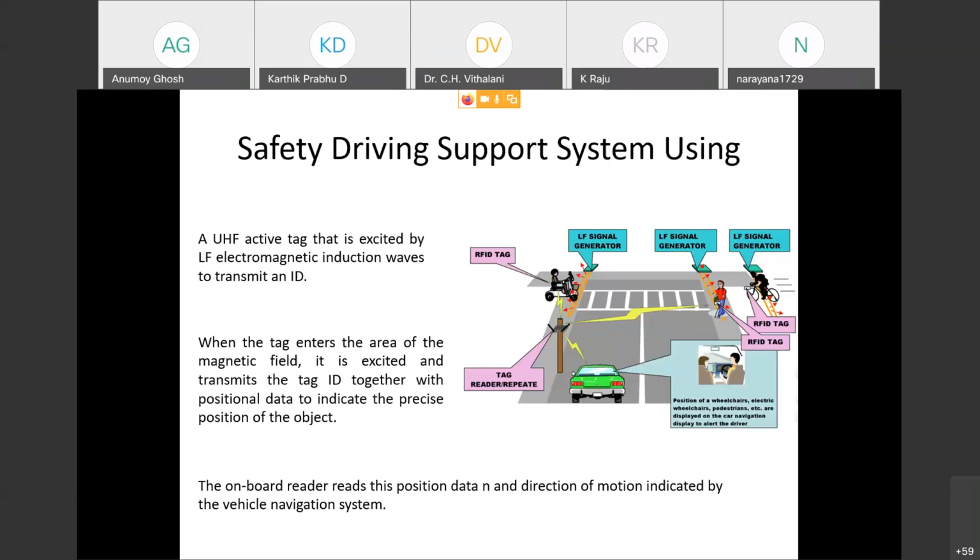So I am again repeating this system. There will be a low frequency signal generator.